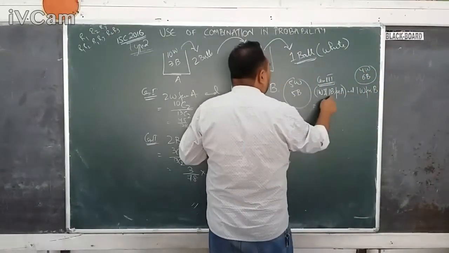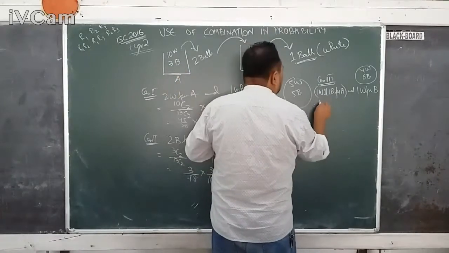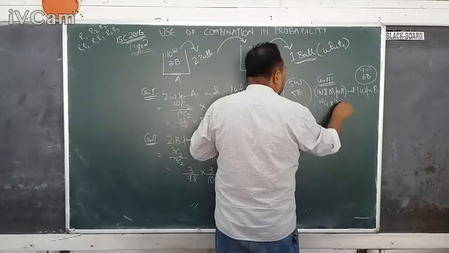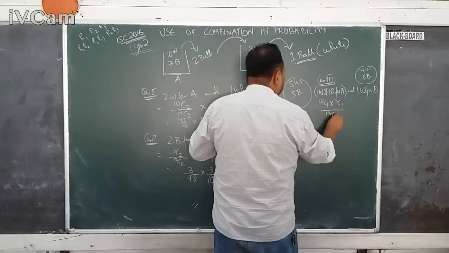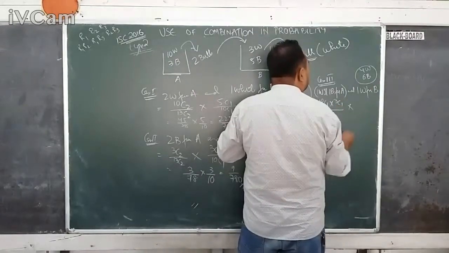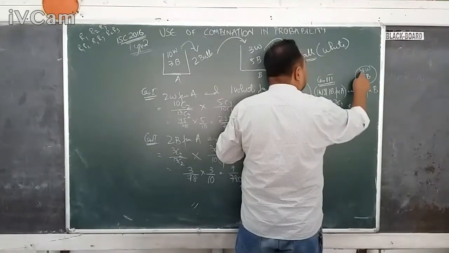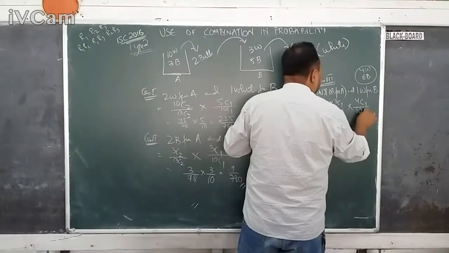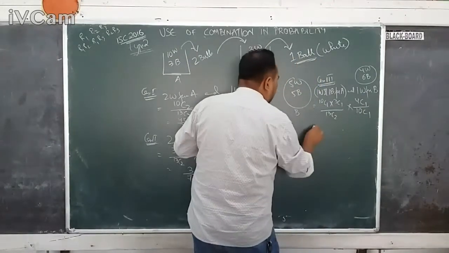So 1 white and 1 black. How many whites are there? 10. So this is going to be 10C1 into how many blacks are there? 3. So 3C1 divided by total is how much? 13C2 into 1 white from B. How many whites are there? 4. So it's going to be 4C1 divided by total is how much? 10C1.